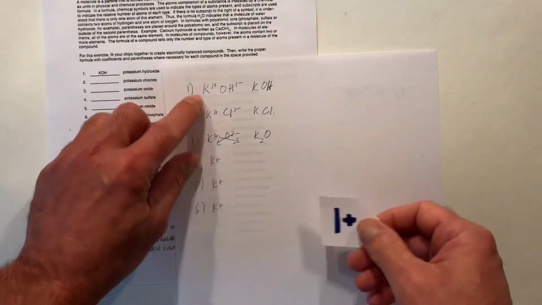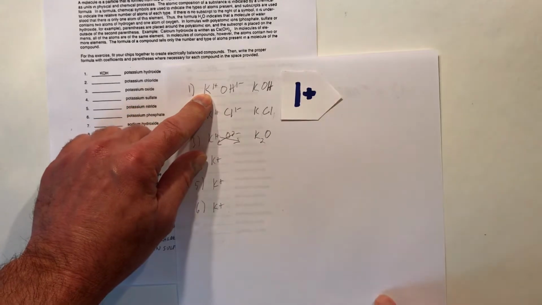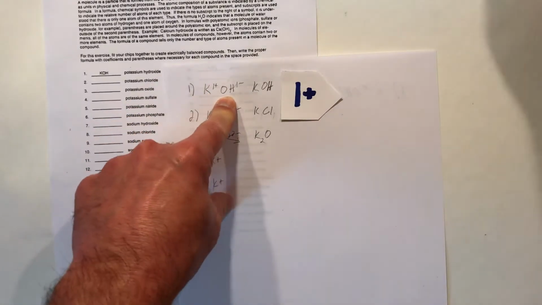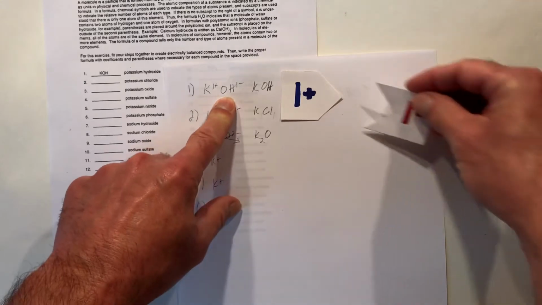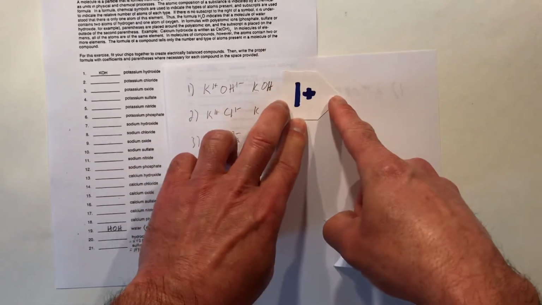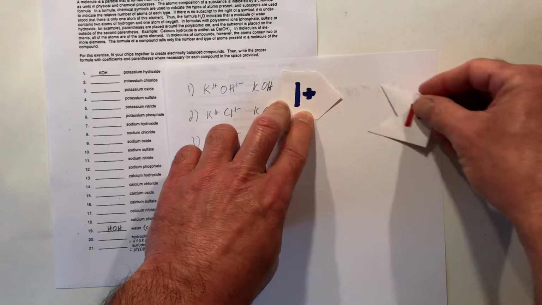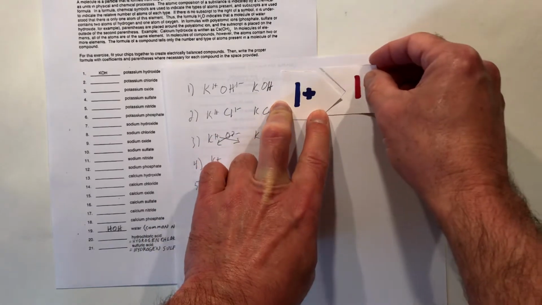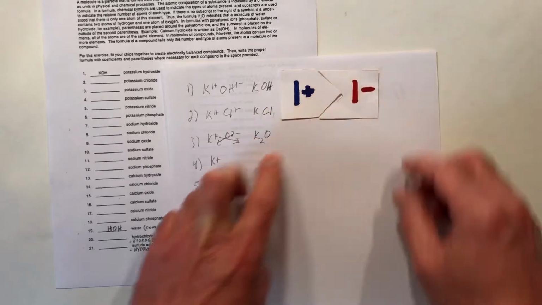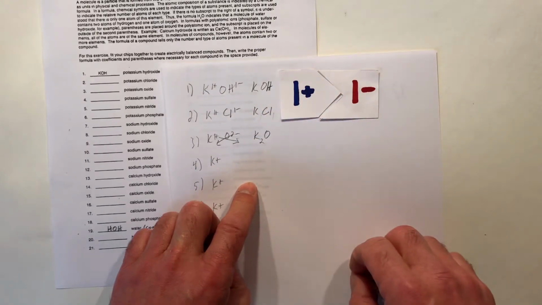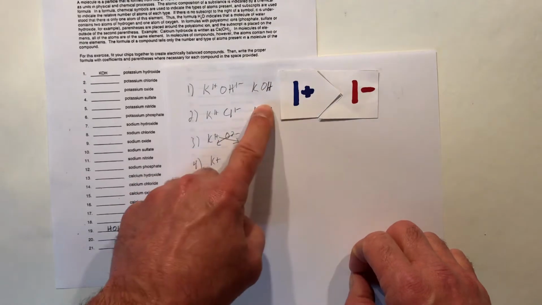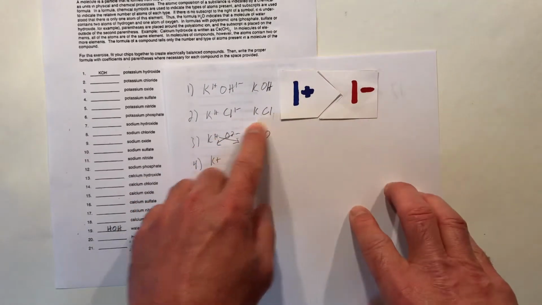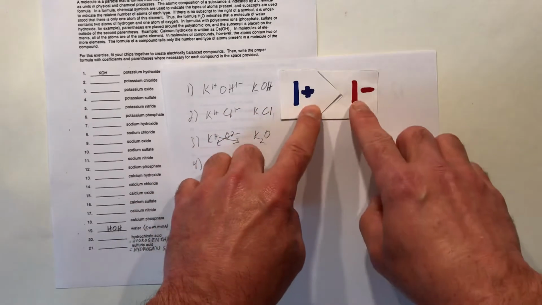Now let's take a look at the ones we've done so far with the ion chips. Potassium is a 1+ ion, so I'm going to use a 1+ chip. And hydroxide is a 1- ion, so I'm going to use a 1- chip. And we can see that the peak that represents the plus on the chip and the valley that represents the minus on the chip are all accounted for. They all match up. 1 plus and 1 minus give us a neutral compound, so that's a valid compound formula, one of each. And the same thing works for KCl. A 1 plus combines with a 1 minus.